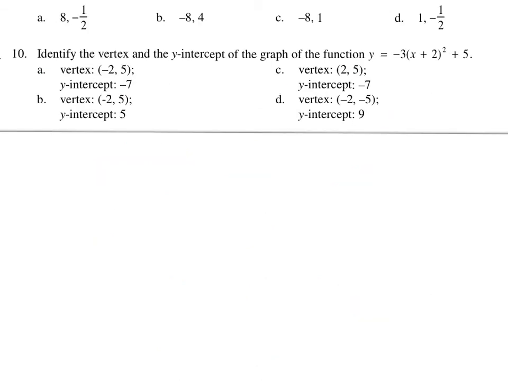here. All right, next up here, you need to find the vertex and the y-intercept. So the vertex is really easy to see. We just switch the x value and keep the y value. So negative 2 comma 5, so it can't be C or D.